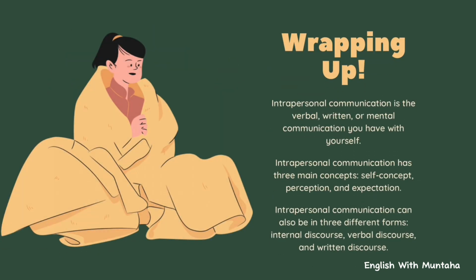Wrapping up. Intrapersonal communication is the verbal, written, or mental communication you have with yourself. Intrapersonal communication has 3 main concepts: self-concept, perception, and expectation. Intrapersonal communication can also be in 3 different forms: internal discourse, verbal discourse, and written discourse.